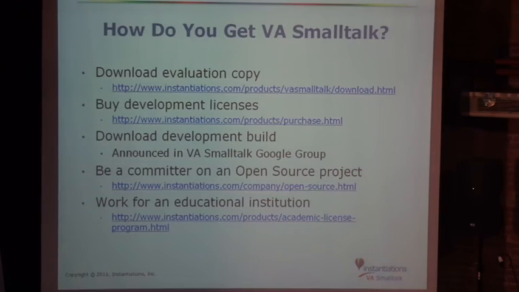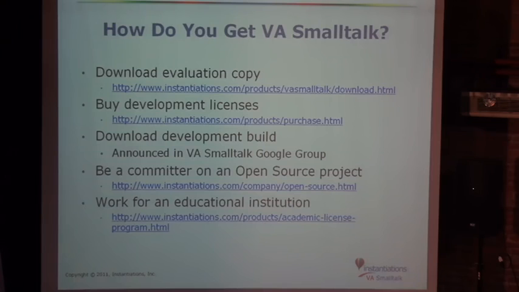So, you've heard about a lot of things. Maybe you'd like to try out VA Smalltalk. So the question is, how do you get a copy? We have evaluation copies that you can get. They cost nothing. There's the URL. You can buy development licenses. We like that because that keeps me coming to the conference. It pays our expenses.